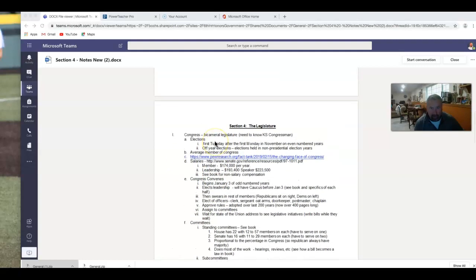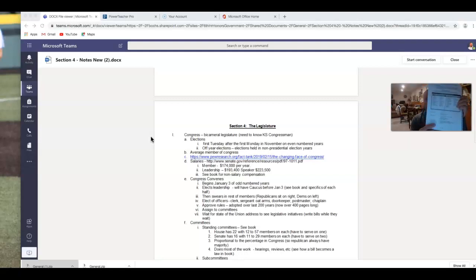Okay, so let's start at the top here. Congress, also known as the legislative branch, bicameral legislature, we know that. Okay, you are going to need to know your representatives. And so if you go to page 75, now guys, or 77, I do have 2 pages that are both entitled 77. Okay, you'll be looking at the second one. Okay, 77. Let me get that right there.